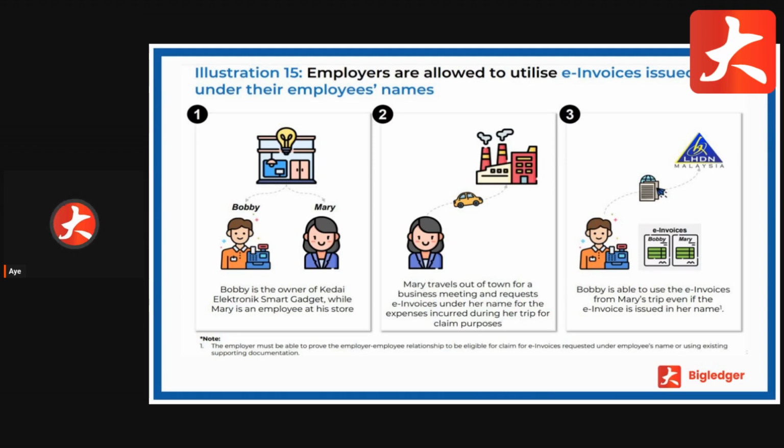Bobby is the owner of Kidai Electronic Smart Gadget, while Mary is an employee at his store. Then Mary travels out of town for a business meeting and requests an e-invoice under her name for the expenses incurred during her trip for claim purposes. So Bobby, the company, is able to use the e-invoice from Mary's trip even if the e-invoice is issued in her name. So they can keep the valid e-invoice for tax purposes.